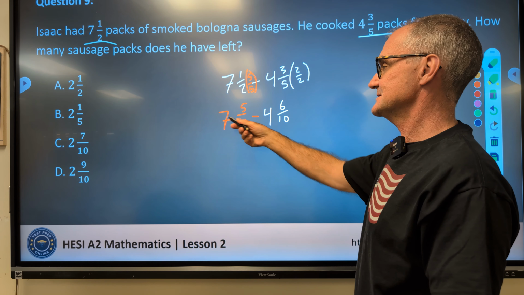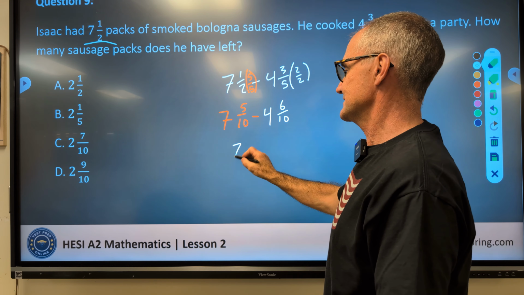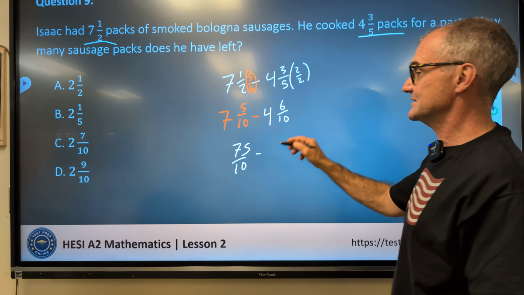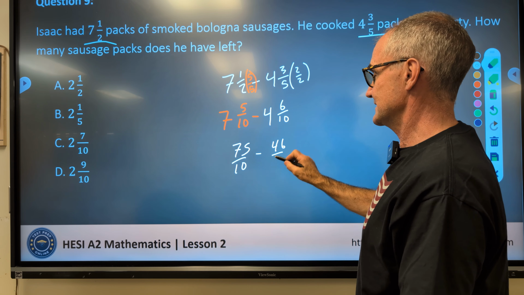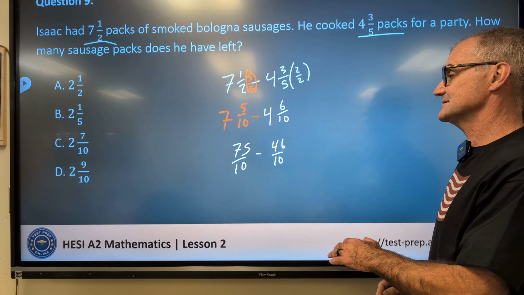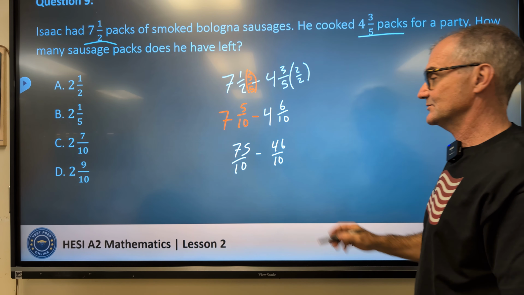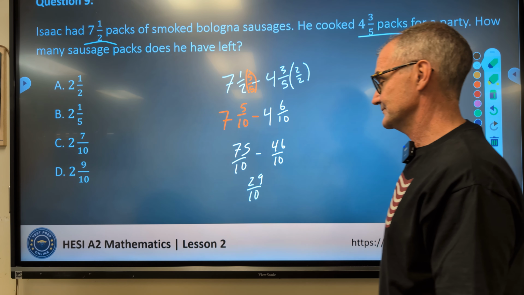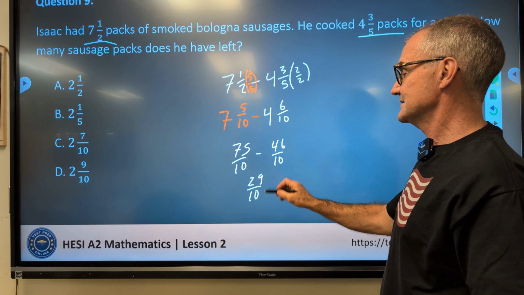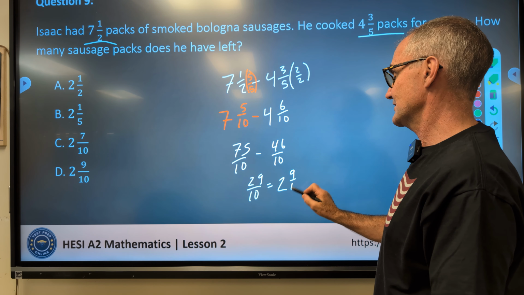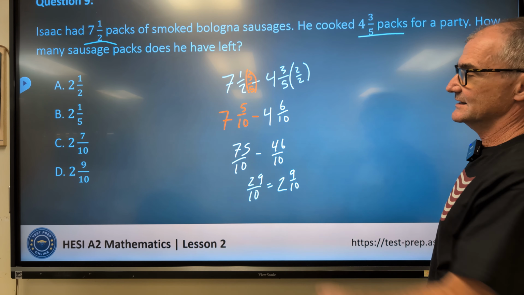So that's going to be 75 tenths. 4 6/10 is 46 tenths. 75 minus 46, was that 29? 29 tenths. Then I'm going to go back. 10 goes into 29 2 times with 9 left over to give me 2 9/10. Answer D.